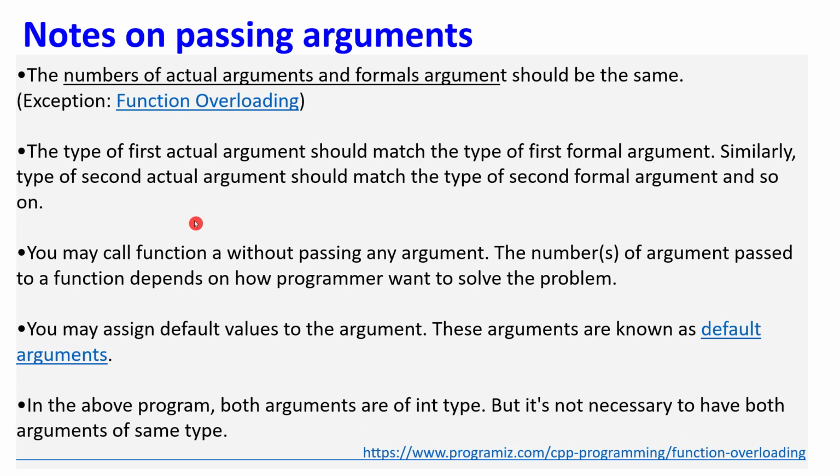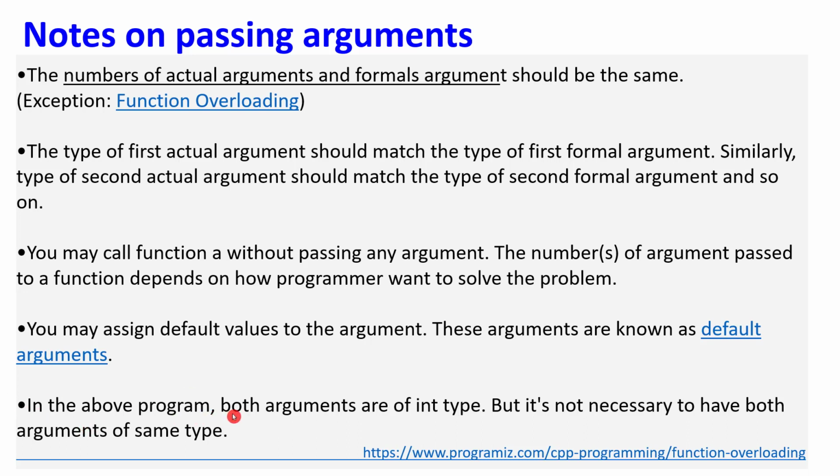If there are numerous arguments, you may call a function without passing an argument. You can also call a function without passing any argument. The number of arguments passed to a function depends on how the programmer wants to solve the problem. So it all depends on the logic of the programmer. We can assign default values to the arguments. These arguments are called default arguments, used without transferring any values to the formal parameter.